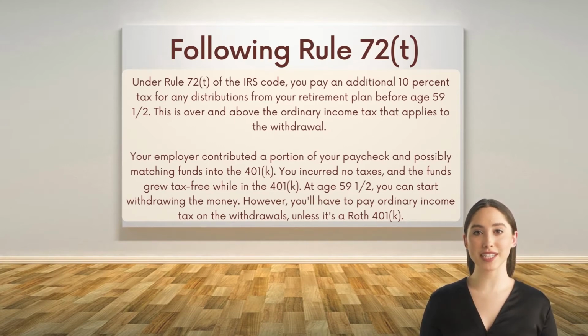Your employer contributed a portion of your paycheck and possibly matching funds into the 401k. You incurred no taxes, and the funds grew tax-free while in the 401k. At age 59 and a half, you can start withdrawing the money. However, you'll have to pay ordinary income tax on the withdrawals, unless it's a Roth 401k.